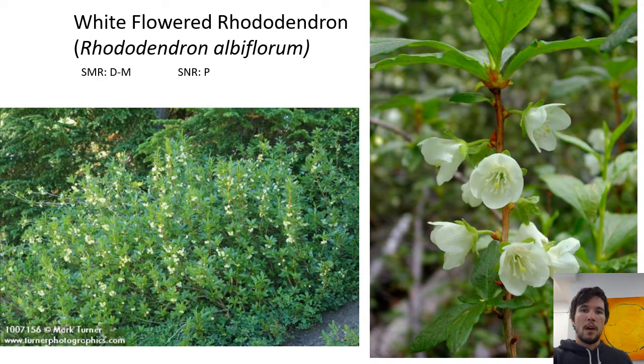Next up, white flowered rhododendron, Rhododendron albiflorum. Let's take a minute to unpack this Latin name. Albiflorum, albi is Latin for white, florum is flower, so this name literally translates to white flowered rhododendron. Now the Labrador tea we just looked at, you find that in bogs. White flowered rhododendron, you find this one in drier environments. So very different than the Labrador tea that we were just looking at. Still likes those poor soils, however.